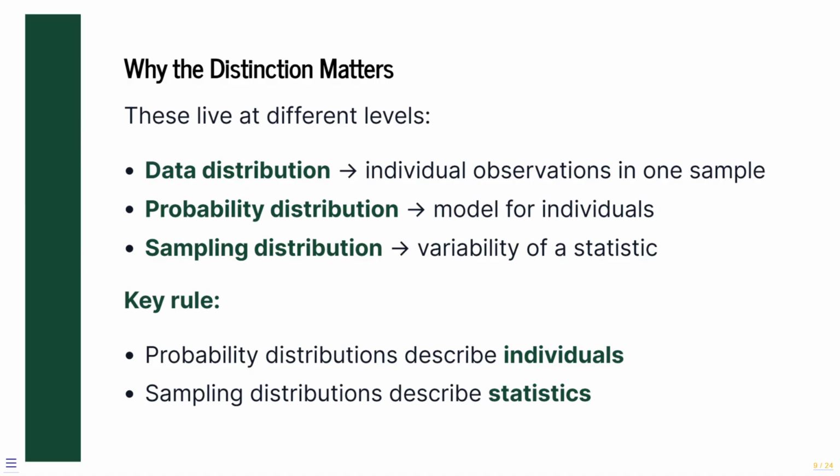Why does this distinction matter so much? Because these three distributions live at different conceptual levels. The data distribution describes variability among individual observations in one sample. The probability distribution models how individual observations behave in the population. And the sampling distribution describes how a statistic varies across repeated samples. A helpful rule of thumb is this. Probability distributions describe individuals, while sampling distributions describe statistics. Keeping that rule in mind will prevent many common mistakes.